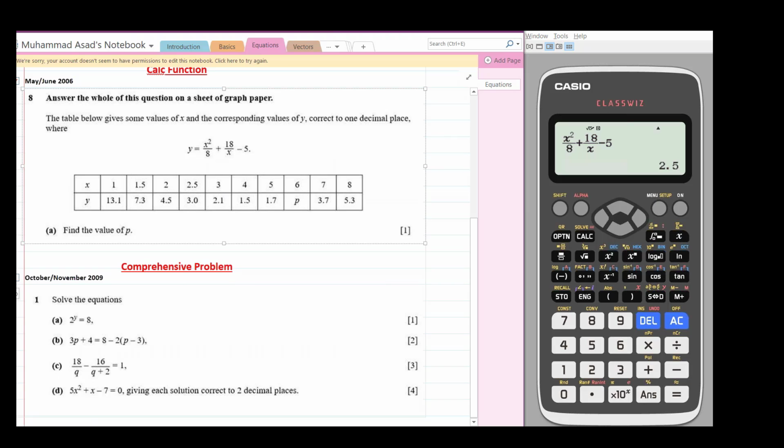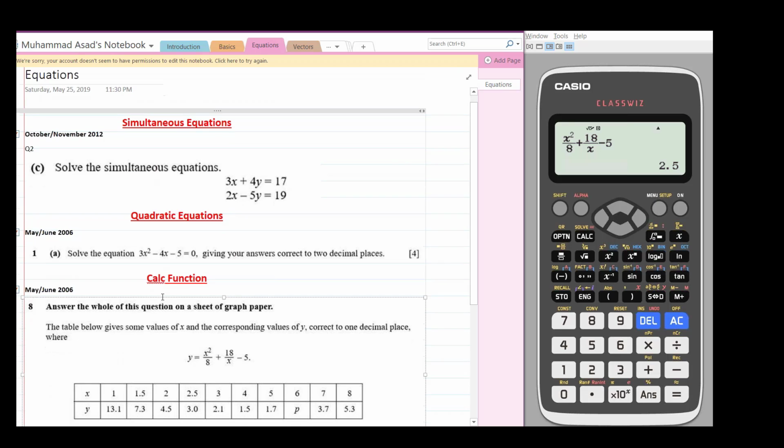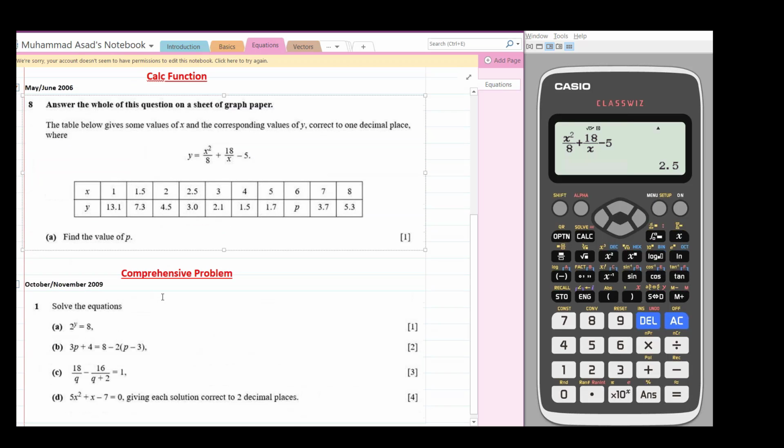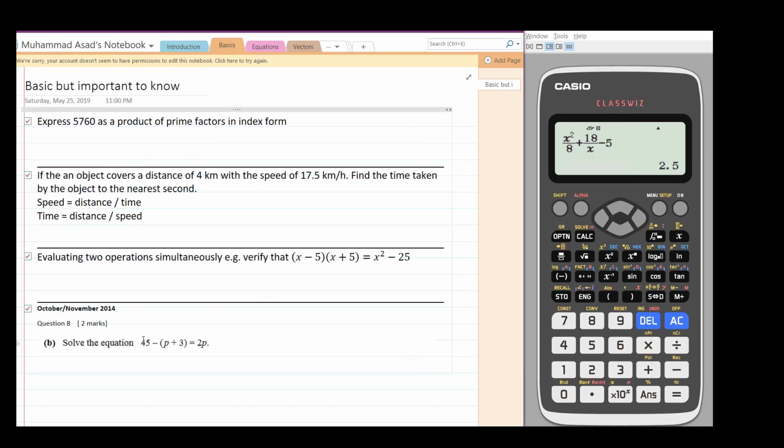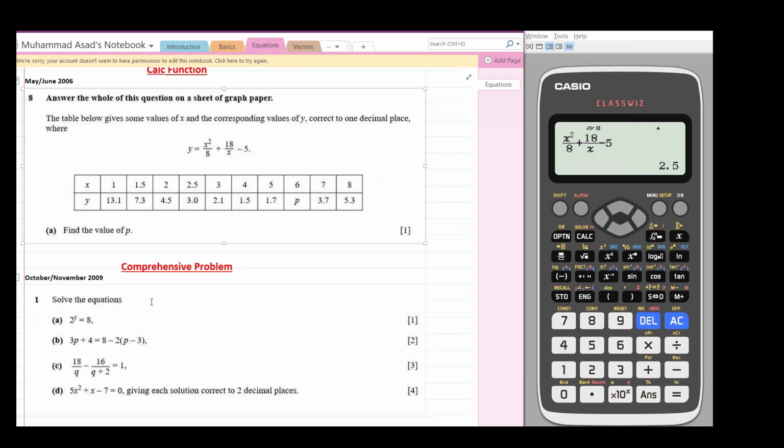There is a comprehensive problem from the October November 2009 paper. Part A gives us an exponential equation that we have to solve for the value of y, and then there is another equation that we did here. It is the same as this question. Another question has to be solved for q, and then there is a quadratic equation. So let's do it one by one.